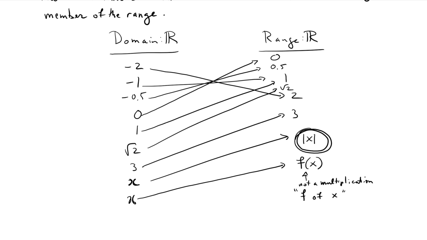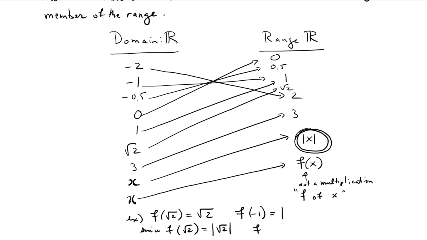So we could actually say, for example here, f of root of 2. The output of root of 2 is root of 2, right? Root of 2 is associated to root of 2. F of -1, so -1 is associated to 1. That's because we know the rule, right? Our rule is, if the input is root of 2, the output is the absolute value of root of 2. If the input is -1, the output is the absolute value of -1, which is 1.